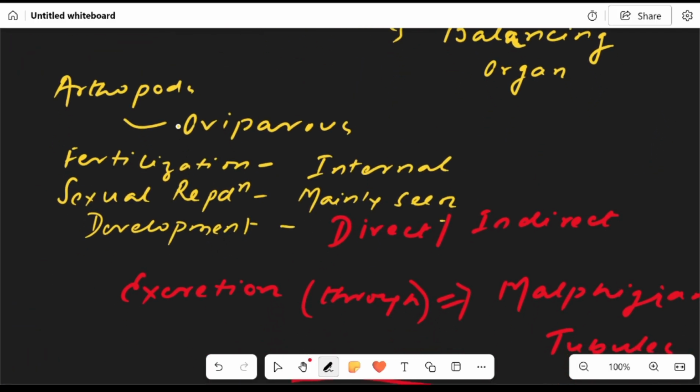Arthropods are oviparous, that is, egg-laying organisms. Here the fertilization is internal. Sexual reproduction is mainly seen in arthropods, and the development may be direct or indirect. That means the larva may be involved or not. Excretion is done through Malpighian tubules. So that's Arthropoda for you.